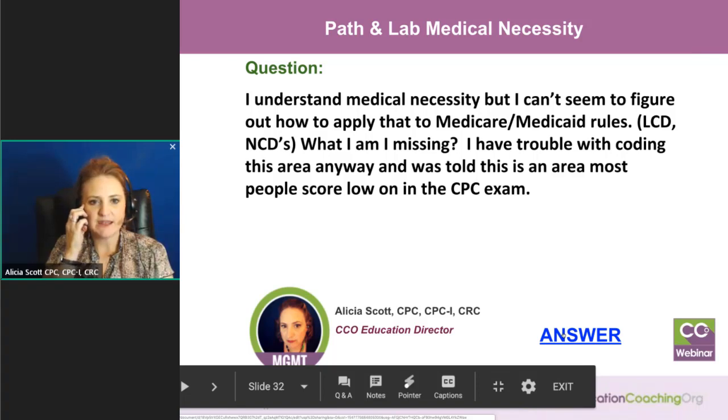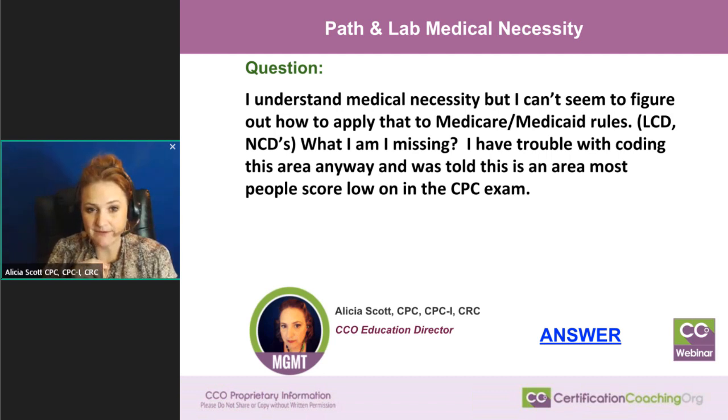All right, path and lab medical necessity. Like I said to Boyd earlier, did you notice that theme? We've been doing some E&M stuff tonight.